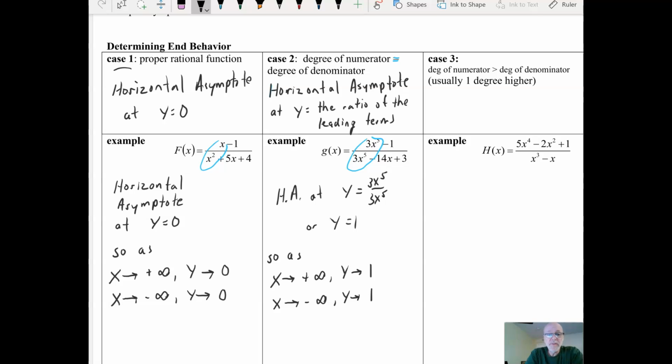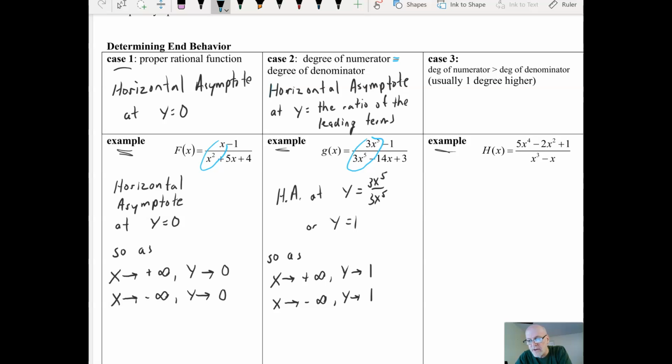Now, again, only 3 things can happen. Either the degree of the numerator can be less than the degree of the denominator, like example case 1. The degree of the numerator can be equal to the degree of the denominator. Or the other thing that can happen is the degree of the numerator can be greater than the degree of the denominator, and that's what we have in case 3.